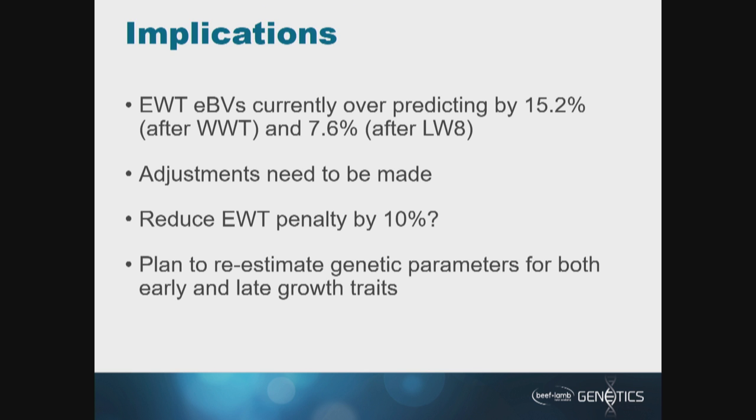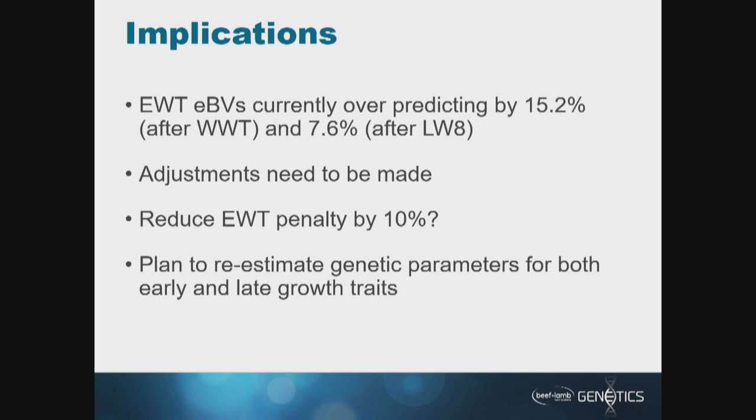So the implications of this work are that if you look across the population or the flocks we took, and it differs between flocks and years depending on the season and what have you, but on average ewe weight EBVs are over predicting by somewhere between 7 and 15%, depending on whether the breeding value is estimated with weaning weight or with weaning weight and live weight 8. And so some adjustments need to be made.